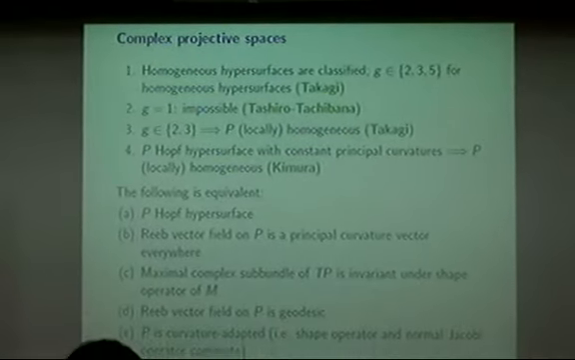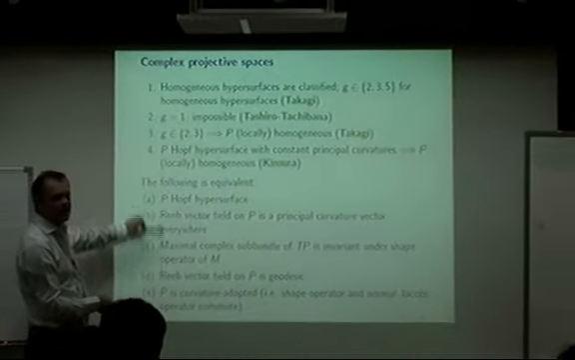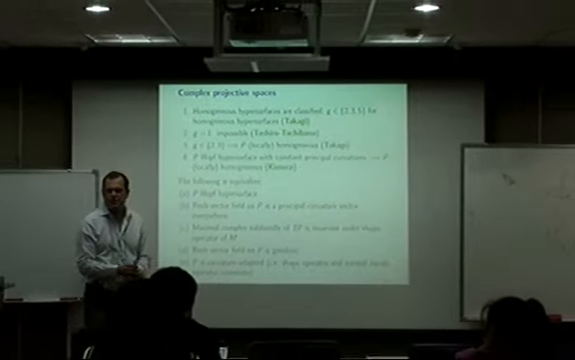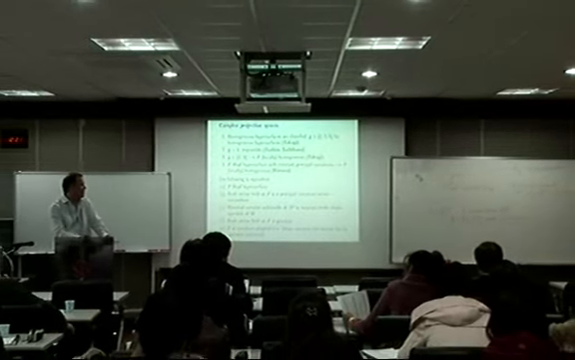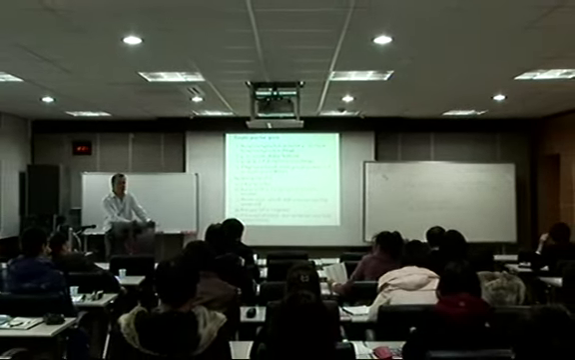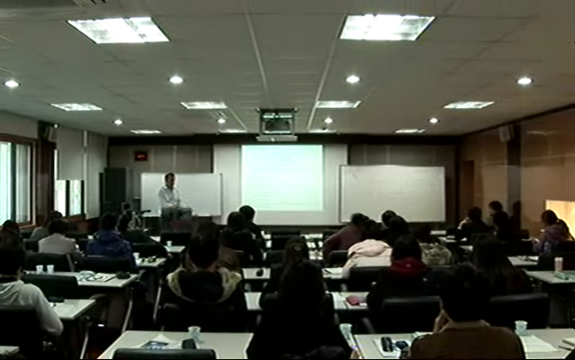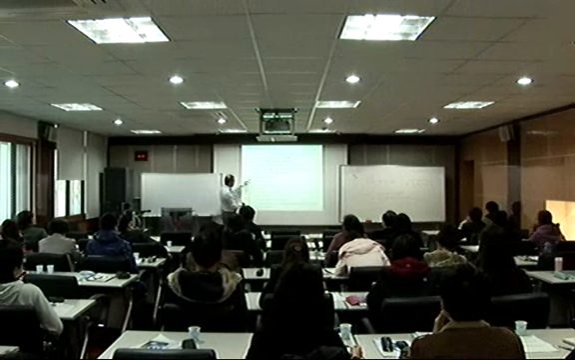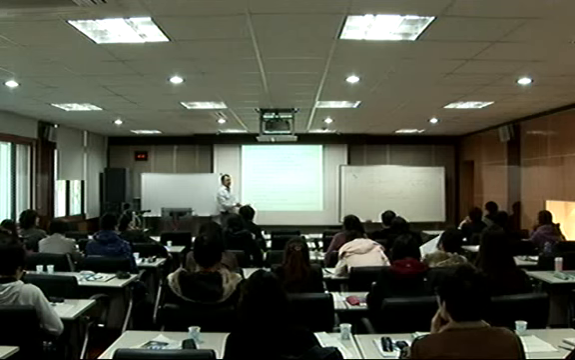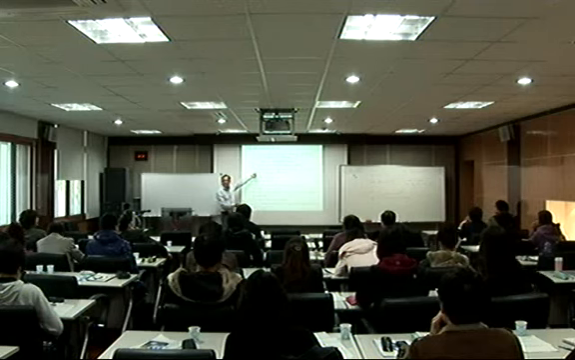So this is an invariant description of Hopf hypersurface, not using the complex structure, just using the geometric object of the shape operator and then the geometric object coming from the curvature tensor, the Jacobi operator. Okay. So I spent a bit of time explaining this because this is quite a good condition which one can use to try to generalize this result by Kimura to other spaces.